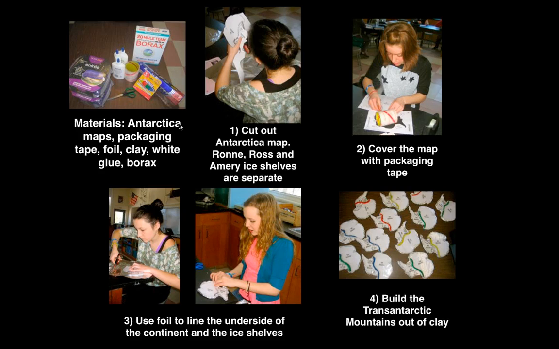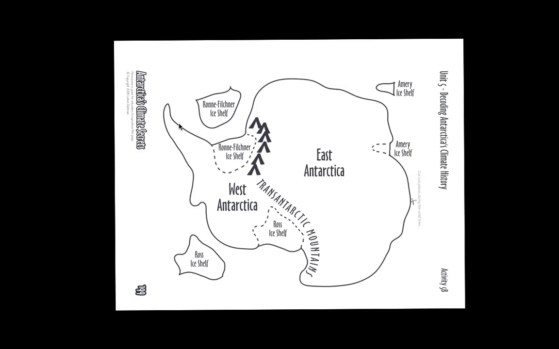So next, the kids are going to cover the map with packaging tape. You could also laminate them in advance if you wanted to reuse them, but that would take some advanced prep work. And then the kids use foil to line the underside of the continent, and they also do the same thing with the little ice shelves. And they build up a wall around the edge that's about 1 centimeter tall to hold the ice sheets in place.